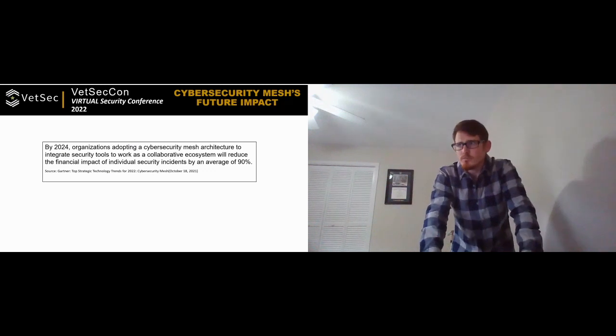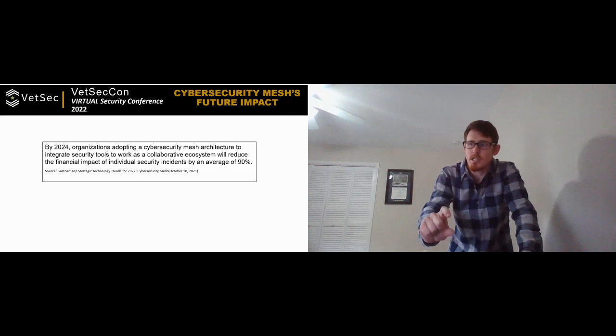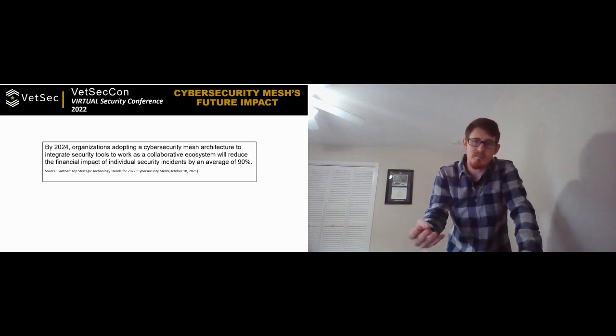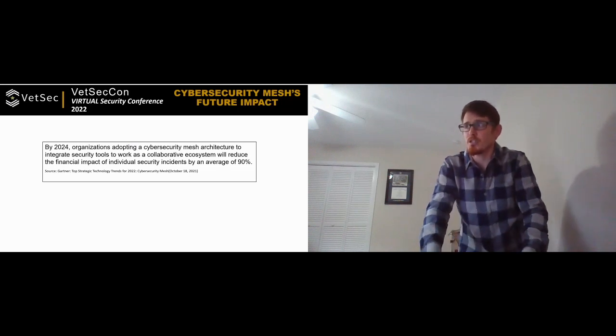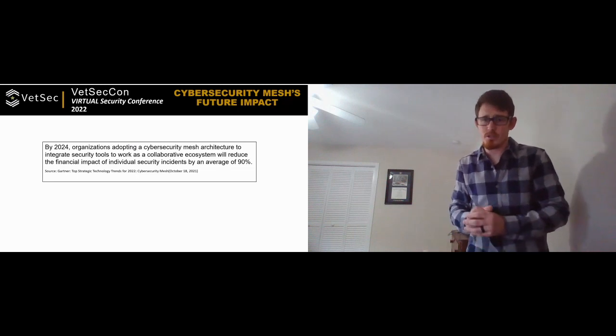There are other avenues and business benefits to shifting this way that we still have not seen yet. So I really think that the cybersecurity mesh with zero trust could make a huge impact for the future.